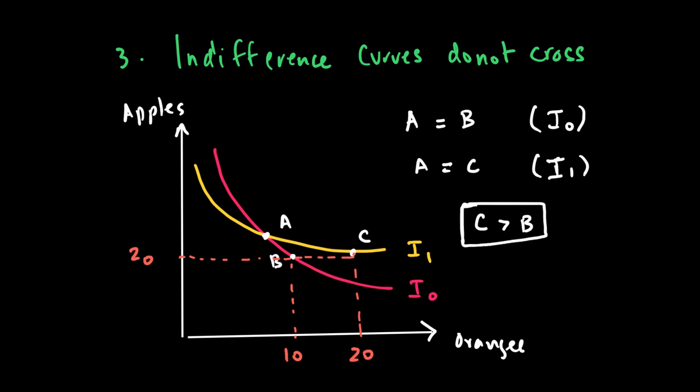But that doesn't make any logical sense, because if C is greater than B, then C can't be equal to A, because A is equal to B, and A is equal to C. By that logic, B should be equal to C and not C greater than B. So in short, indifference curves do not cross, because if they do, it is logically inconsistent.